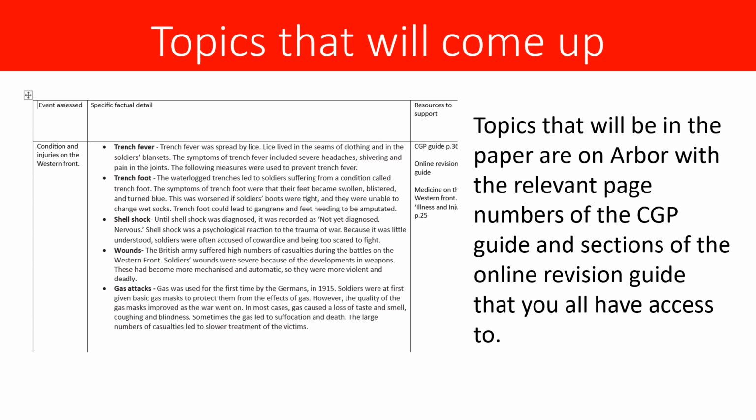For further reading, you need to go to the online revision guide, and it will have the page numbers that you need on Arbor. Or if you've got the green CGP guide, it also has the page numbers there. This shouldn't be new to you. We've been looking at this now for approximately 4 weeks. So this is an opportunity for you to fill in those gaps, so anything that you think you are not as secure on.